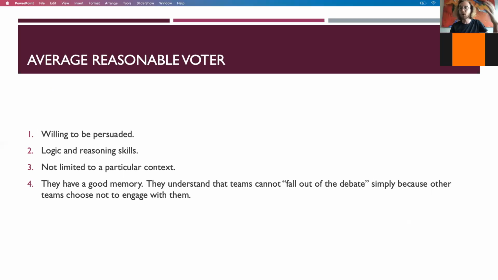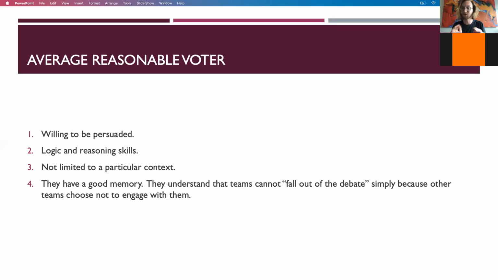They believe that the motion is something that can be debated, and all of the motions within this tournament we think can be debated. And so they have an open mindset and they're willing to be persuaded by different arguments if those arguments are put to them in a clean, cohesive way, and if those arguments aren't sufficiently undermined by the other team. They have incredibly strong logic and reasoning skills, which is the second aspect.